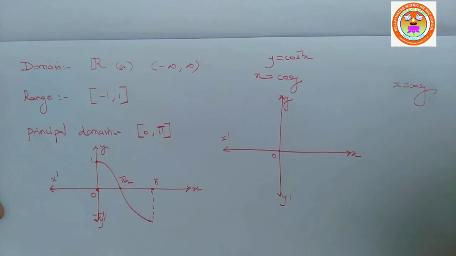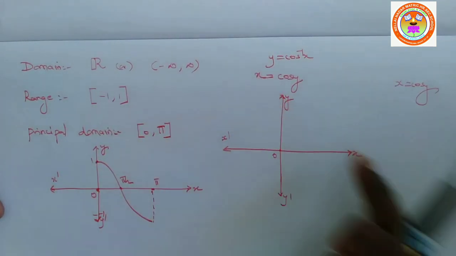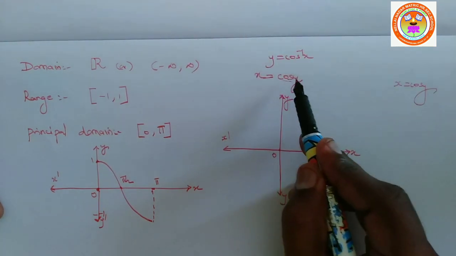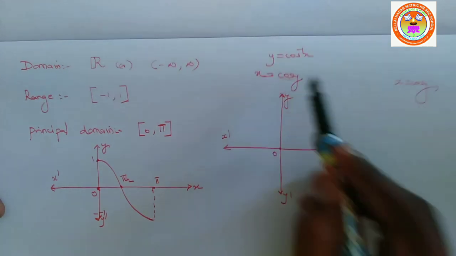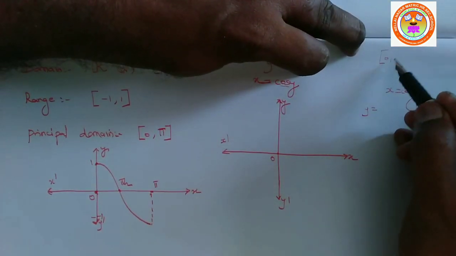Using the principal domain only, 0 to pi, we are going to draw the cos inverse of x curve. Listen here: cos is followed by an angle. Therefore, y is the angle. We know the angle is nothing but 0 comma pi, the principal domain.